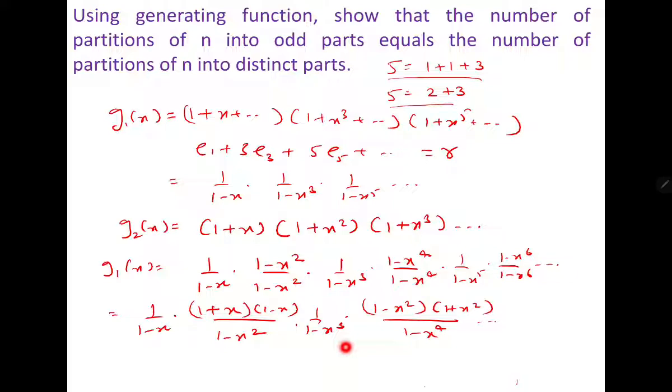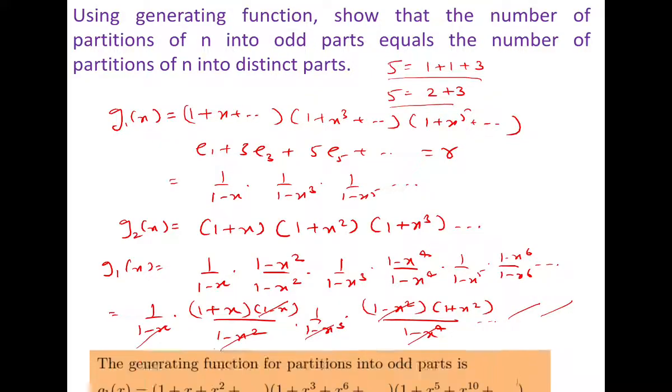Now what you observe here is that all the terms in the denominator are cancelling out. They would be cancelled out with the terms in the numerator, and the numerator would have only 1 plus x, 1 plus x square and so on, which is equal to g2(x). Since there are infinitely many terms, the denominator terms would be cancelling out, and in the numerator we have only the terms 1 plus x, 1 plus x square and so on. That's why g1(x) is equal to g2(x).